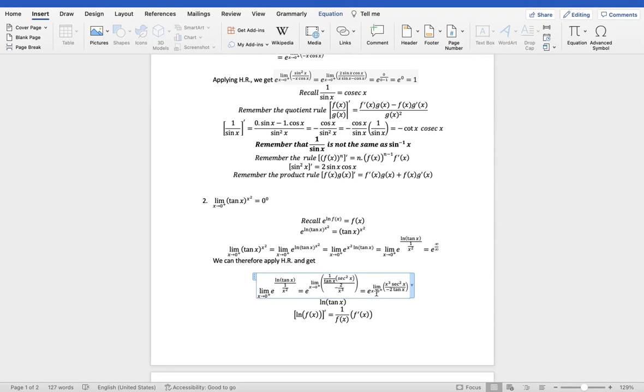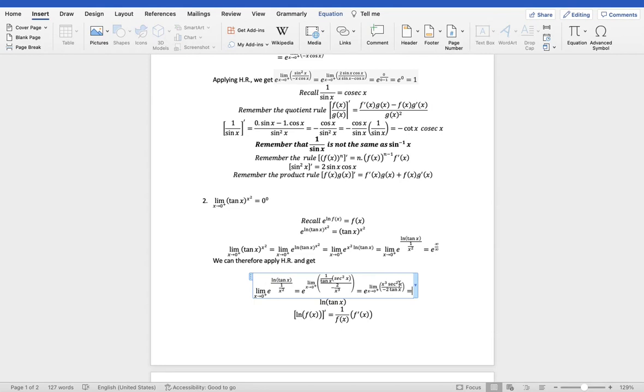So let's apply L'Hopital's rule. No, sorry, not L'Hopital's rule, but let's substitute the value of x and then see what we get. So when you substitute x into this, you have 0 times sec squared of x, which is what? Is 0.